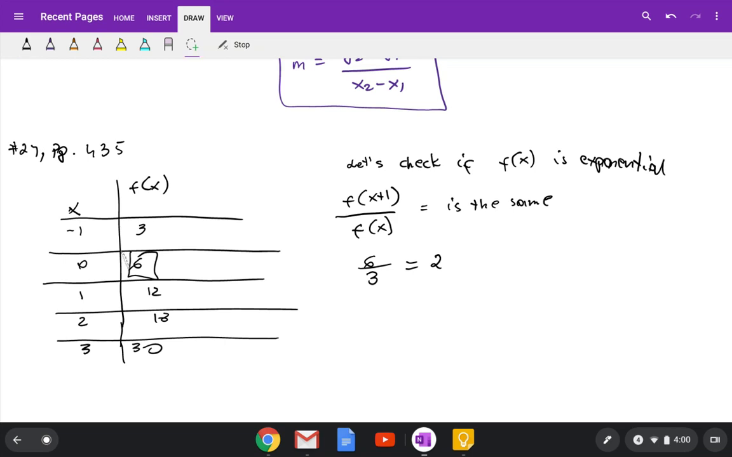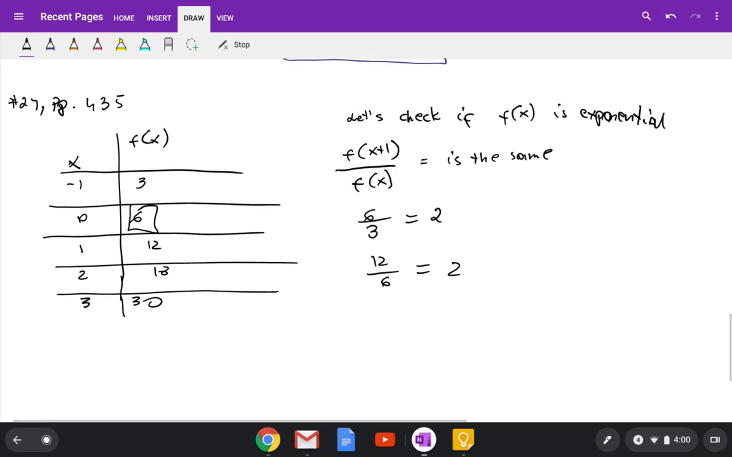Next I'm working with those two right here. I'm taking 12 and dividing by 6. I'm getting 2. So far, we're good. But then I'm working with those two consecutive outputs, bigger divided by smaller, 18 divided by 12. Here I can reduce both by 6, so I'm getting 3 over 2. So I can stop. They're not equal. Because if it were exponential, all the time I would be getting 2. Because I got 3 over 2, I know this is not exponential.